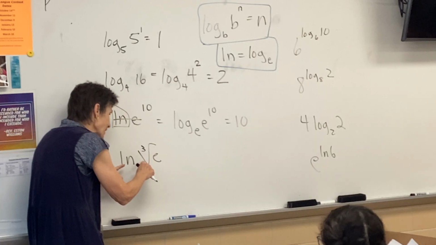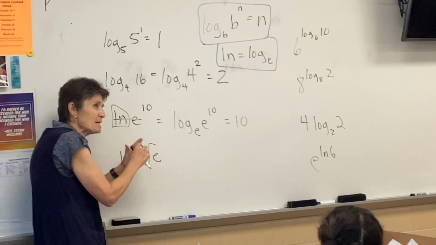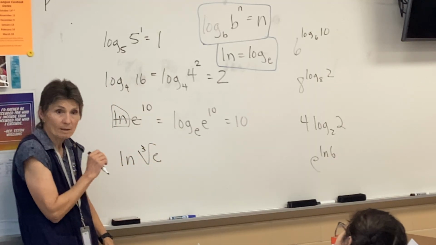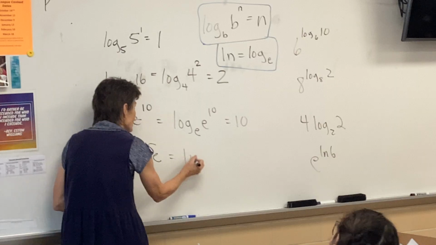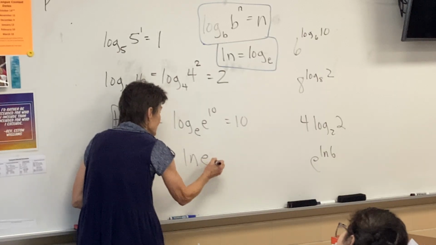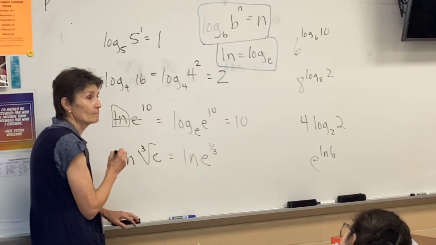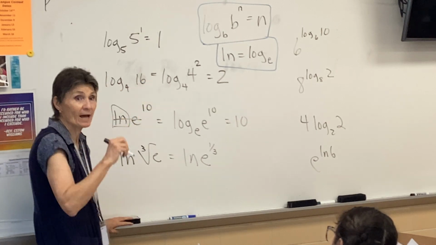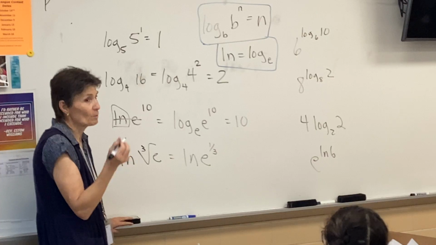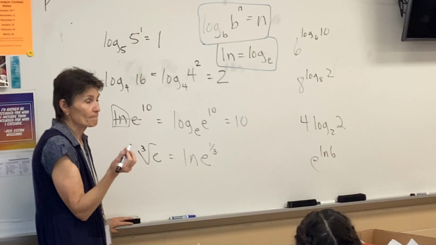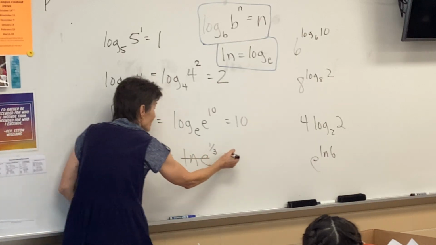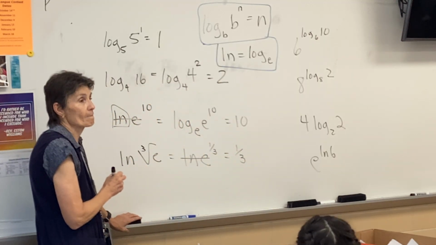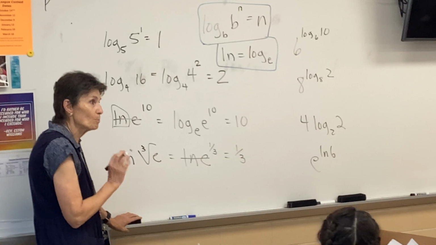Is there a way we can redo a cube root? It's to the 1/3 power. So we're gonna rewrite this one as ln e to the 1/3. Remember, fractional exponents are radicals. I hope you remember, it was on the quiz you just took. That cancels, and the answer to this problem is 1/3. Super simple.